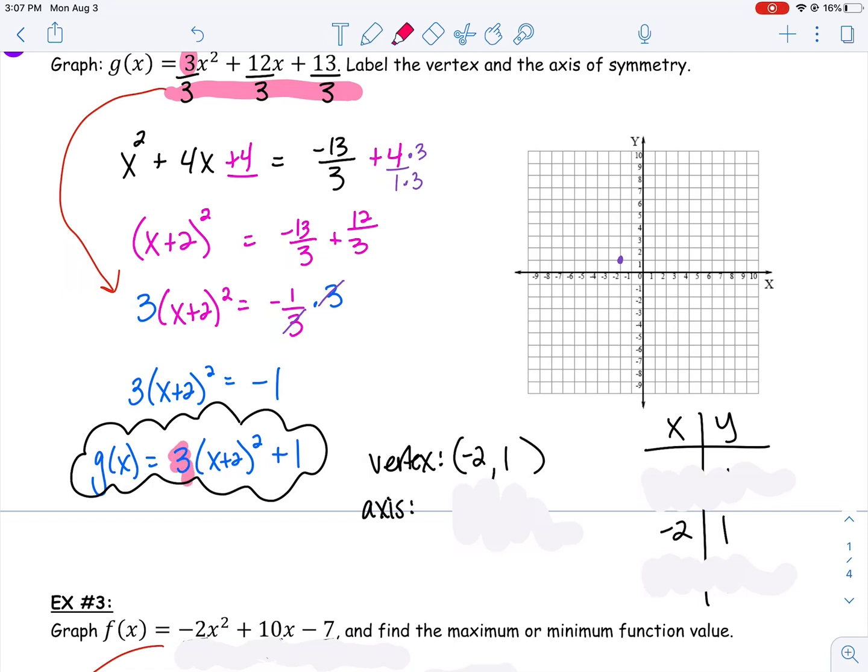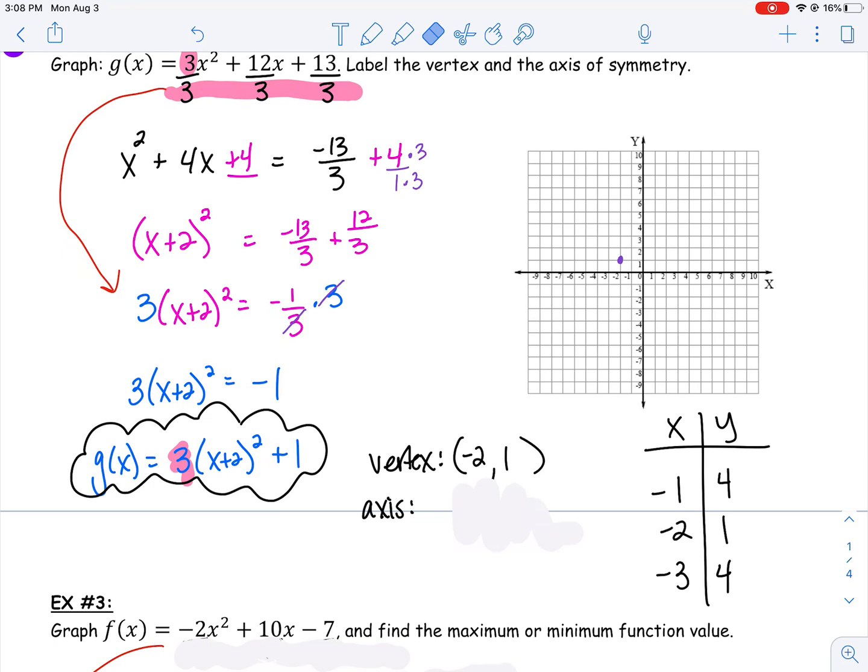Remember, I knew I was going to open up and be skinny, but let's go ahead and find 2 more points so I can graph this a little more efficiently. So here we go. I'm going to pick a number just to the left of -2 and a number just to the right of -2, and I'm going to plug it into my equation. I plugged in negative 1. I have negative 1 plus 2 is 1. 1 squared is 1. 1 times 3 is 3, and 3 plus 1 is 4.